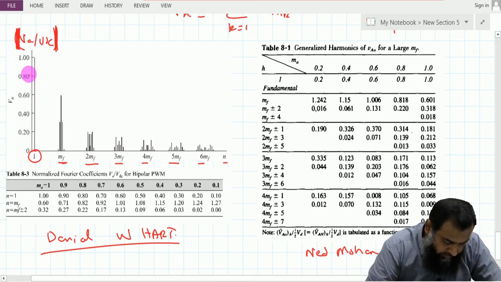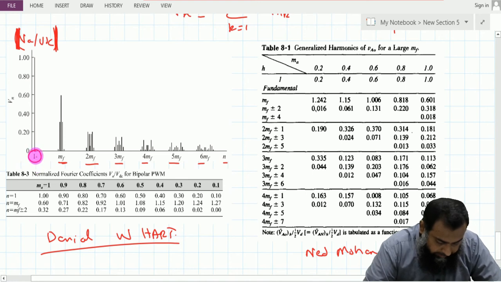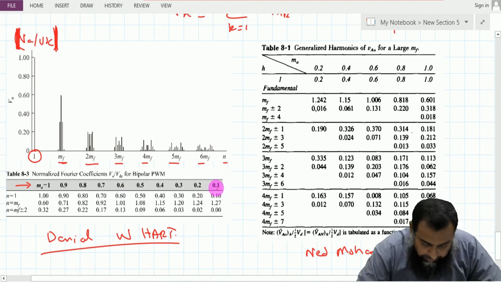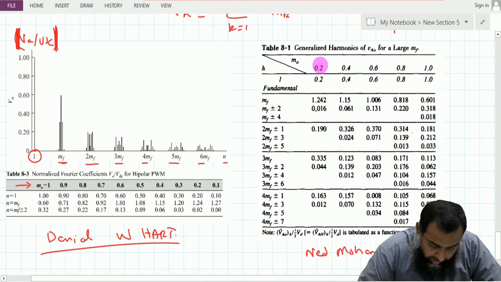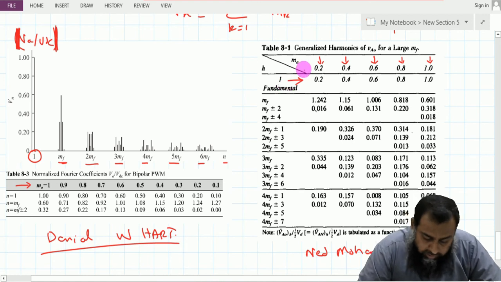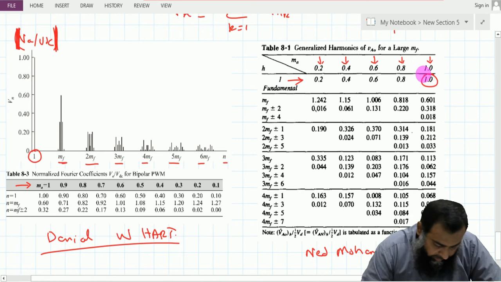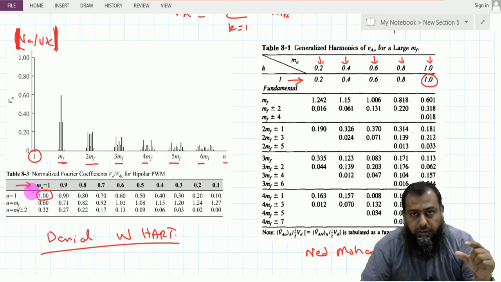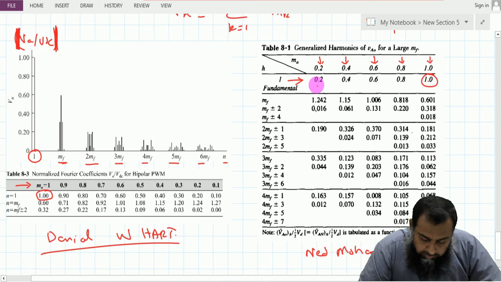Here we have this distributed from 0 to 1, and we can see that the amplitude of the fundamental value is equal to 1. Also we have this MA on this side: MA is equal to 1, then 0.9, 0.8, 0.7, 0.6, 0.5, 0.4, 0.3, 0.2 and 0.1. On the other side, in this Ned Mohan table, we have only 0.2, 0.4, 0.6, 0.8 and 1.0, and it also shows the amplitude of the fundamental component. So if MA is equal to 1, then the fundamental amplitude is equal to 1, which is shown here and here. And this is exactly what we have seen, that the output voltage at the fundamental frequency is directly proportional to the MA along with the VDC. So the voltage is equal to 1 for the fundamental value.